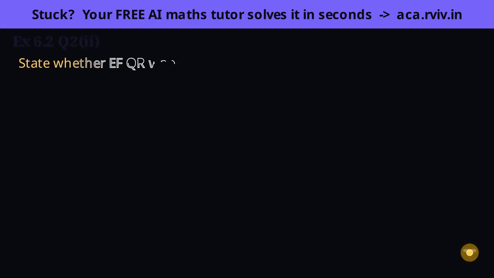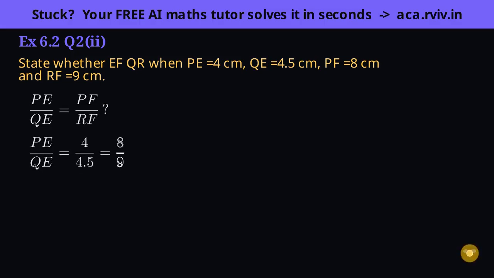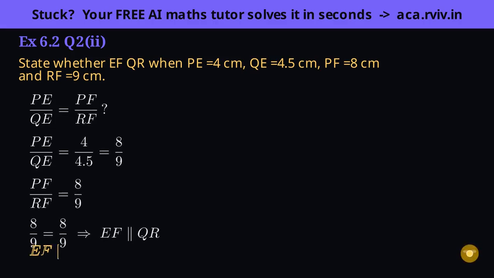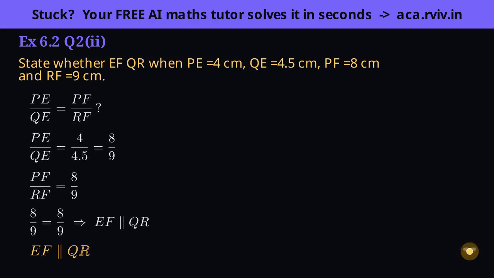Watch the naming, it's QE and RF here, not EQ and FR. Set up: use the same converse test, but note the segments are given as PE, EQ, and PF, RF. Compute the ratio on side PQ. Compute the ratio on side PR. The ratios are equal, so by the converse, EF is parallel to QR. Insight: equal division ratios on the two sides are exactly the converse of Thales' guarantee of parallelism.